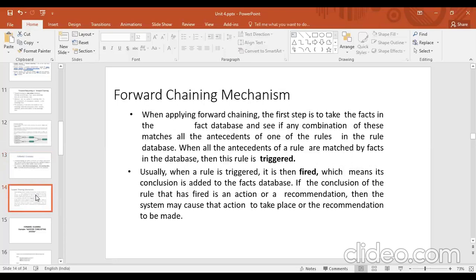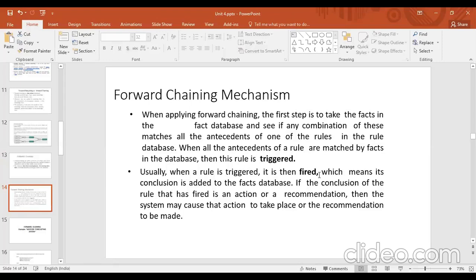Forward chaining mechanism. When applying forward chaining, the first step is to take the facts in the fact database and see if the combination of these matches all the antecedents of one of the rules in the rule base. When all antecedents of a rule are matched by facts in the database, then this rule is triggered. So you have given facts and rules to our system in the database. Now one by one we have to explore all the rules, and when one is matched, then we have to trigger it, and trigger means execute your rule. So usually when a rule is triggered, it is then fired.